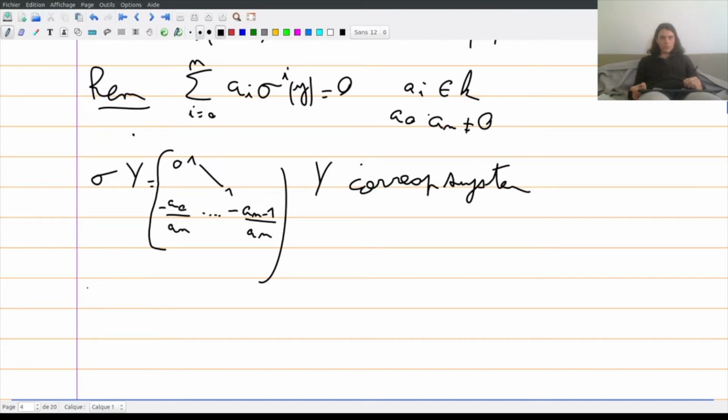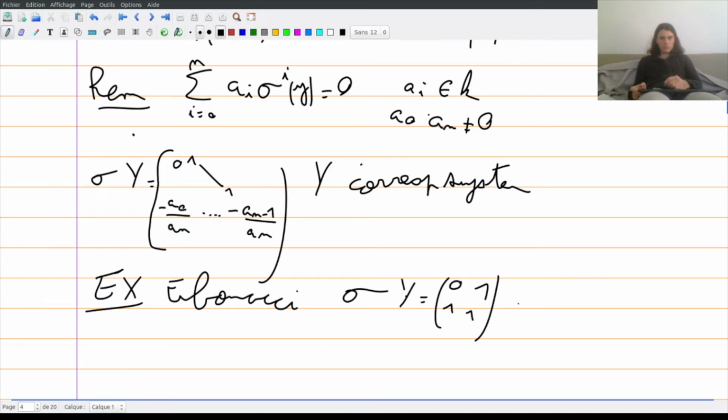So for example, for Fibonacci, it will be the following system. And this matrix is a constant matrix. So we are in the constant case.